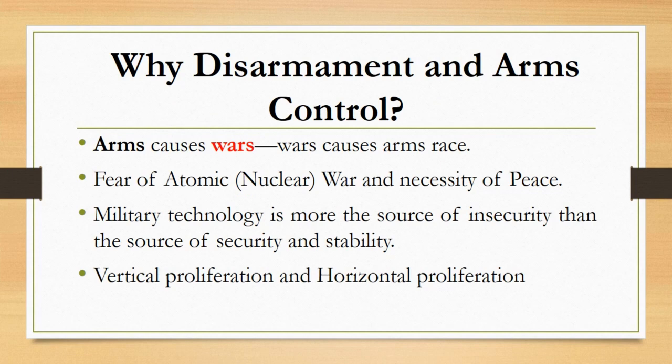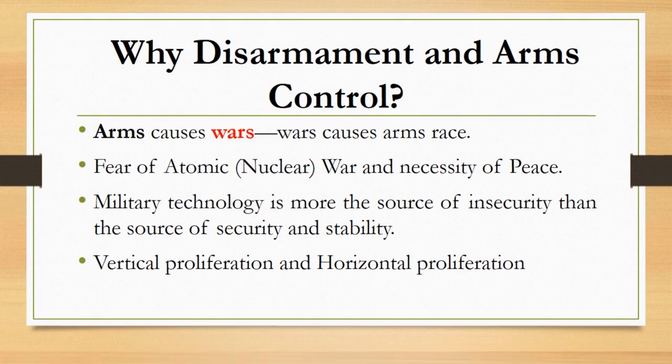Fourthly, arms control and disarmament reduce vertical proliferation and horizontal proliferation. Vertical proliferation is basically the increase in the quality or quantity of the weapons of a state, whereas horizontal proliferation is the spread of weapons from one state to another. So by controlling these two types of proliferation, the world can be made weapons free or at least a less weapons world, which can assure peace for all the states and people.